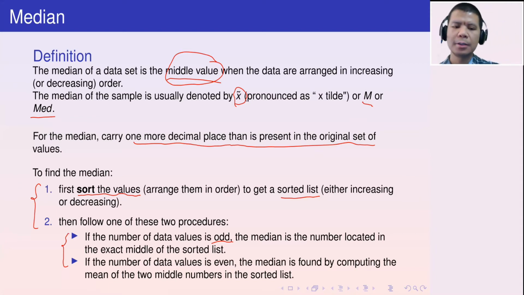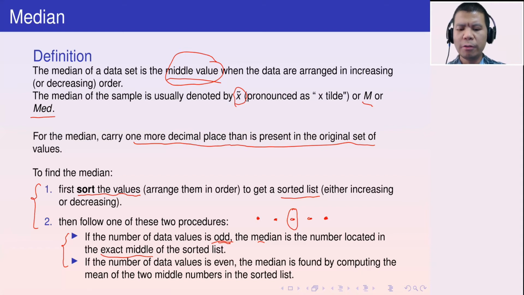Now, this makes sense. Say that I have 5 values, 1, 2, 3, 4, and 5. So 5 is an odd number. As you can see, there is only one value located in the exact middle of the list. Therefore, when the number of data values is odd, the median is simply the one in the exact middle, just one value in the exact middle.